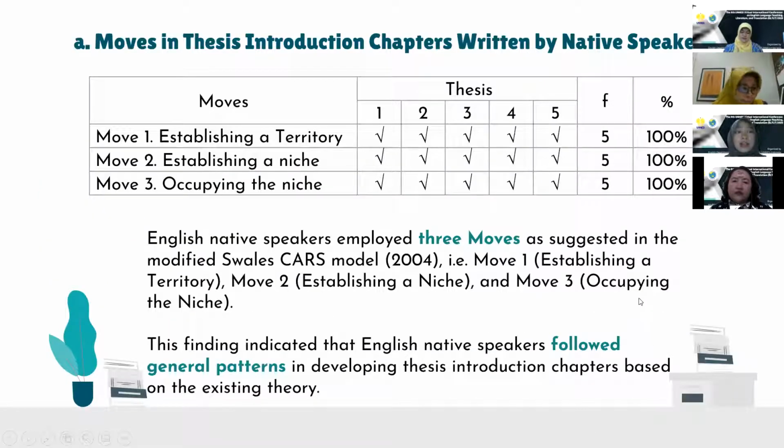Okay, for the first point, we are discussing moves in thesis introduction chapters written by native speakers. Here we can see in the table that there are three moves as suggested in the modified Swales CARS model: move 1, establishing a territory; move 2, establishing a niche; and move 3, occupying the niche. This finding indicated that English native speakers followed general patterns in terms of the moves in developing thesis introduction chapters based on the existing theory.